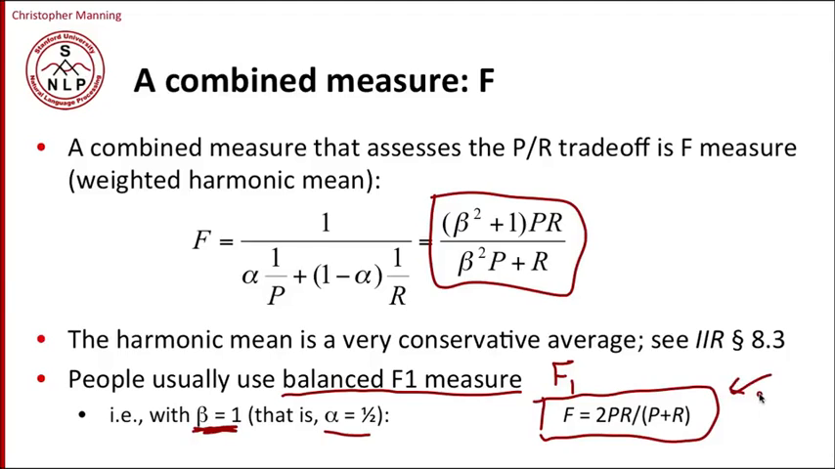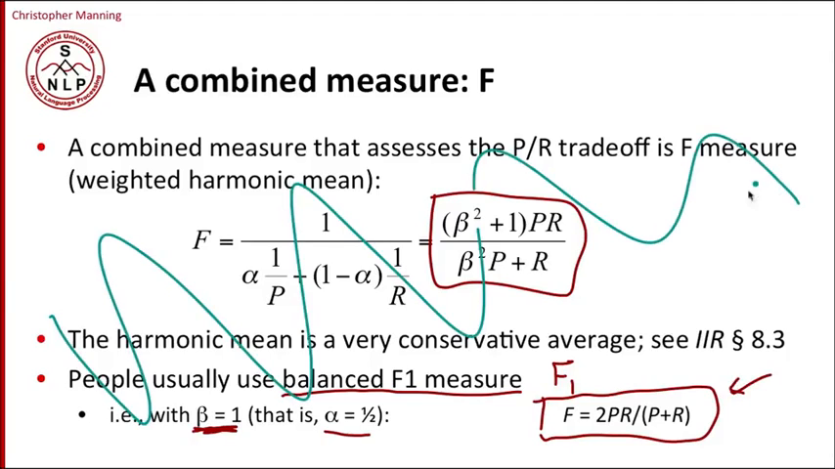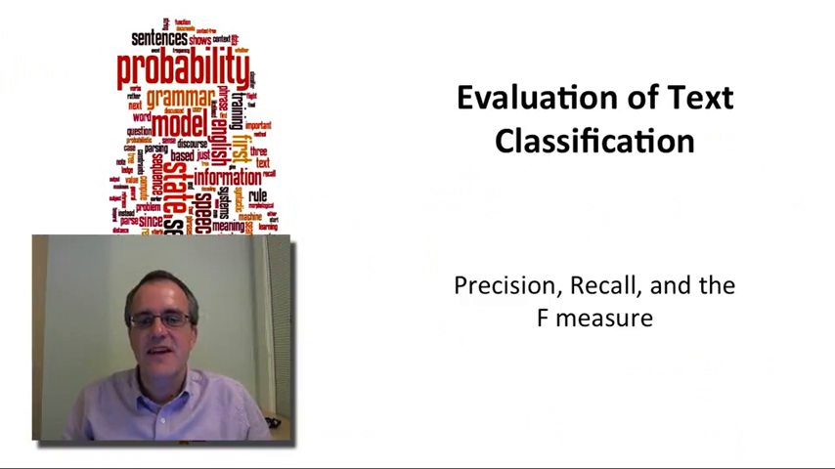So if you don't remember any of the rest of this stuff, what you should remember is this little formula for the F measure: 2 times the precision times the recall divided by the sum of the precision and the recall. That should give you a good sense of what these measures of precision and recall are, how they're combined into the F measure, why they're useful, and how we use them to evaluate text classification.